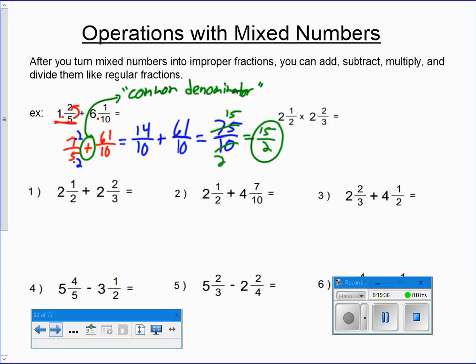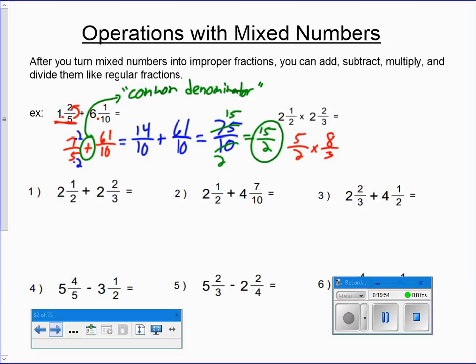Over here on the right side, the multiplication, again, it's going to work the same way. We just have to turn it into a fraction first. So we'll go 2 times 2 plus 1. That makes 5 over 2. 2 times 3 plus 2 would be 8 over 3.